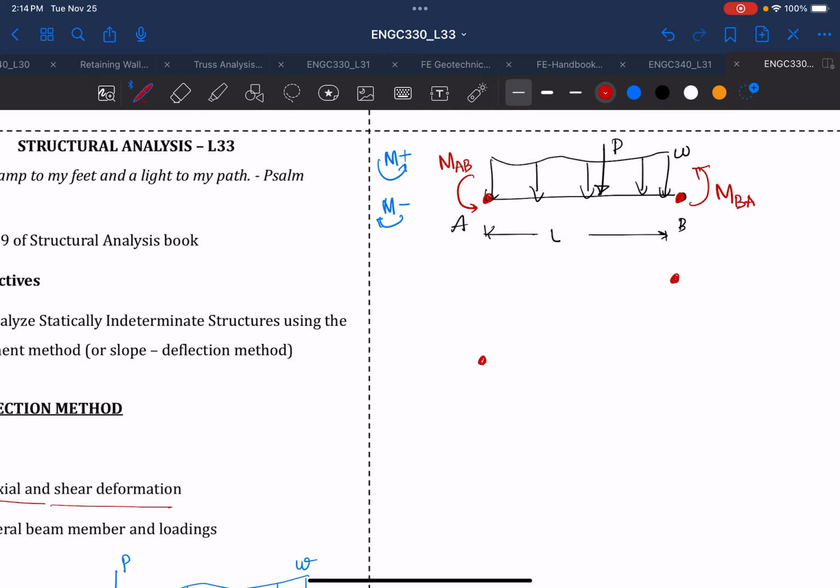This is different from the internal moment of a beam, which we talk about in bending, like sagging and hogging. But here we are talking about a moment at a joint. So MAB is different from MA or MB. MAB means the moment at joint A in the beam AB, and MBA means the moment at joint B in the beam AB. So in this case, we are going to apply a positive moment for each joint.